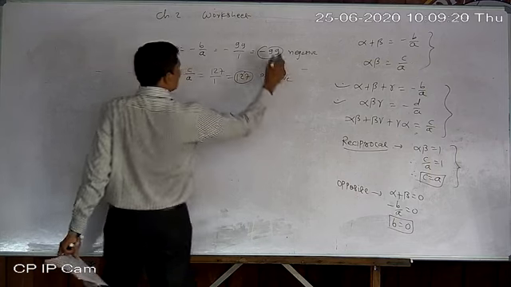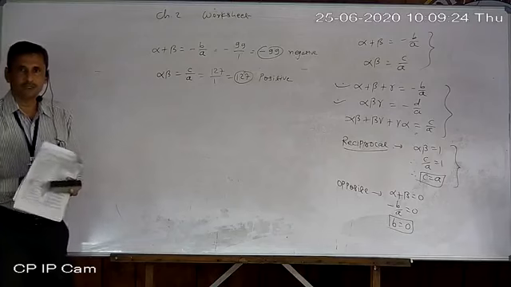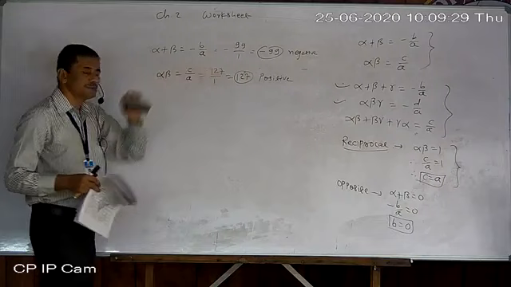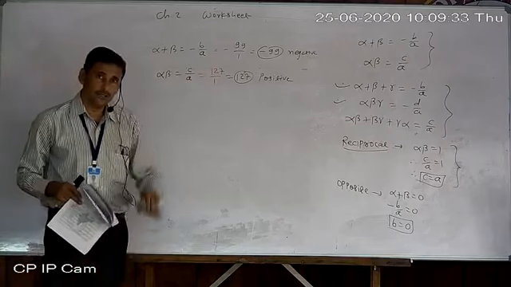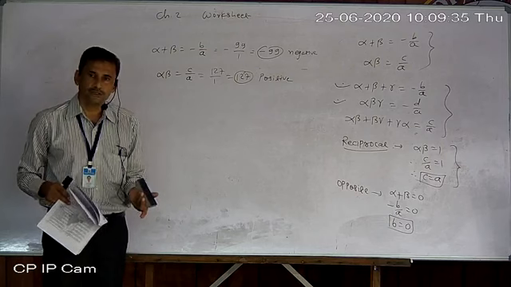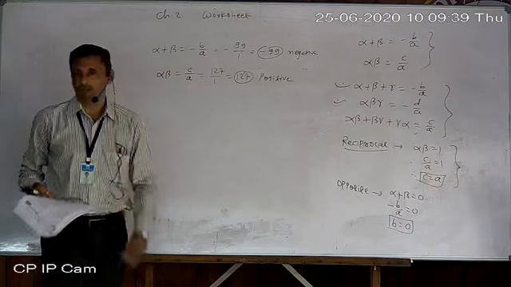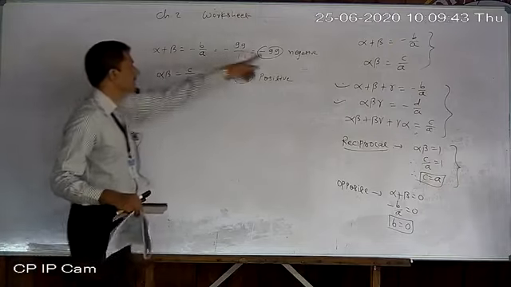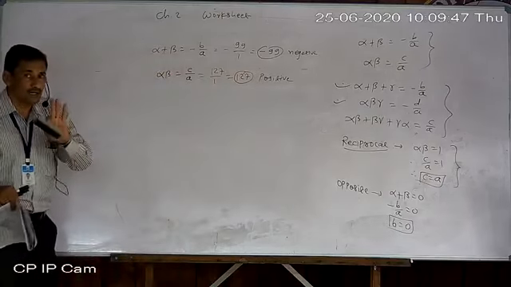Now consider both statements at a time. The sum of two numbers is negative and the product is positive. When is it possible? If both are negative. Only then is this possible: the sum is negative and the product is positive. So the answer becomes both are negative.